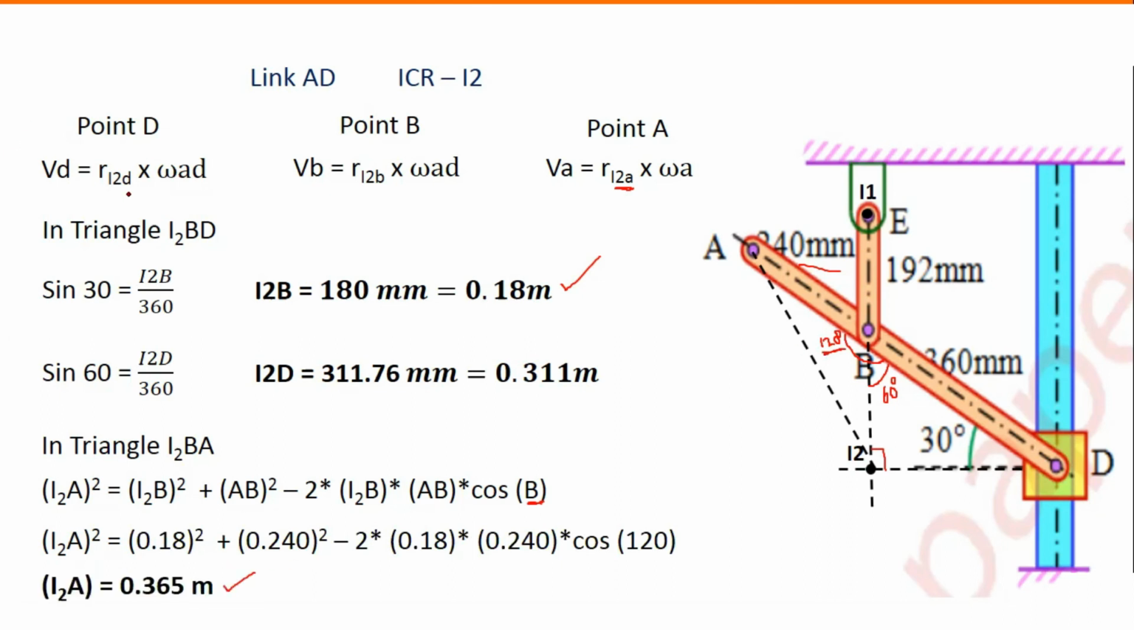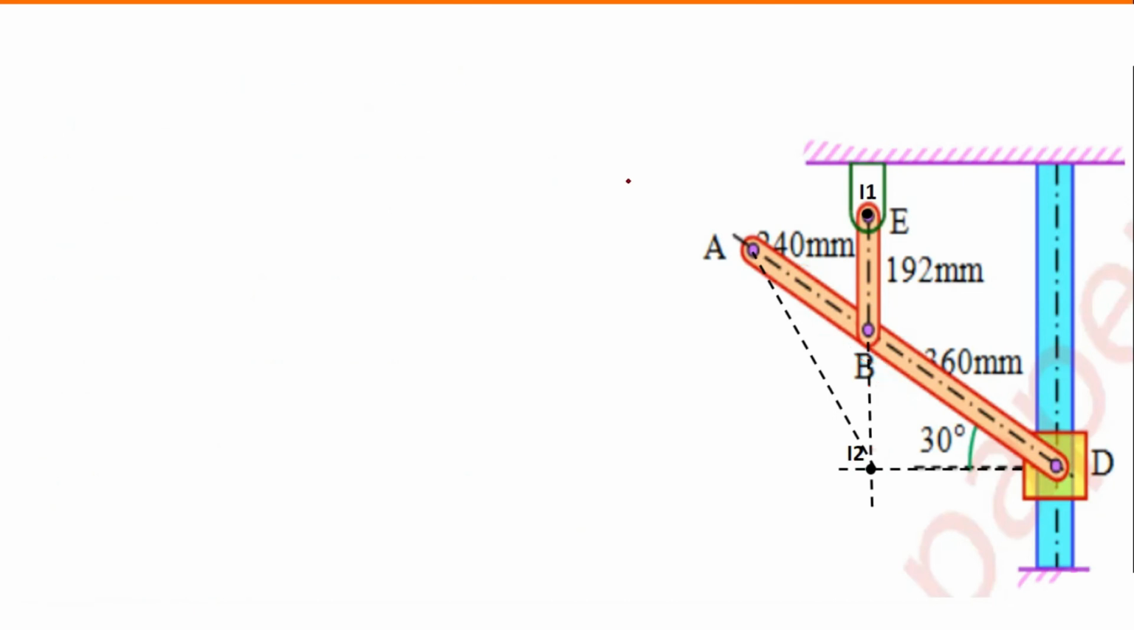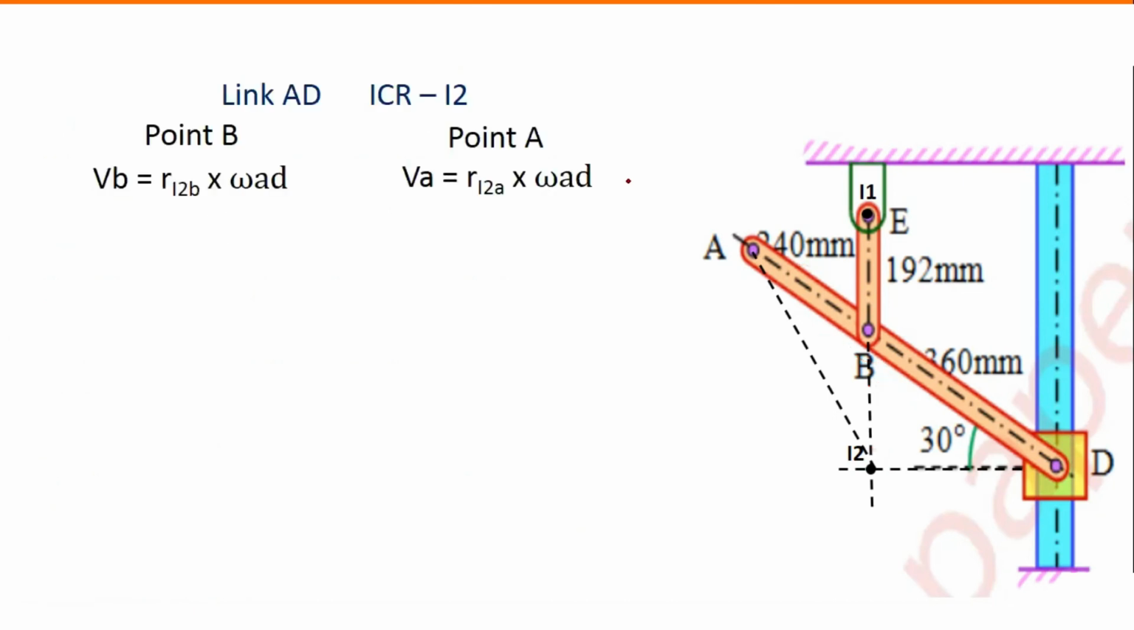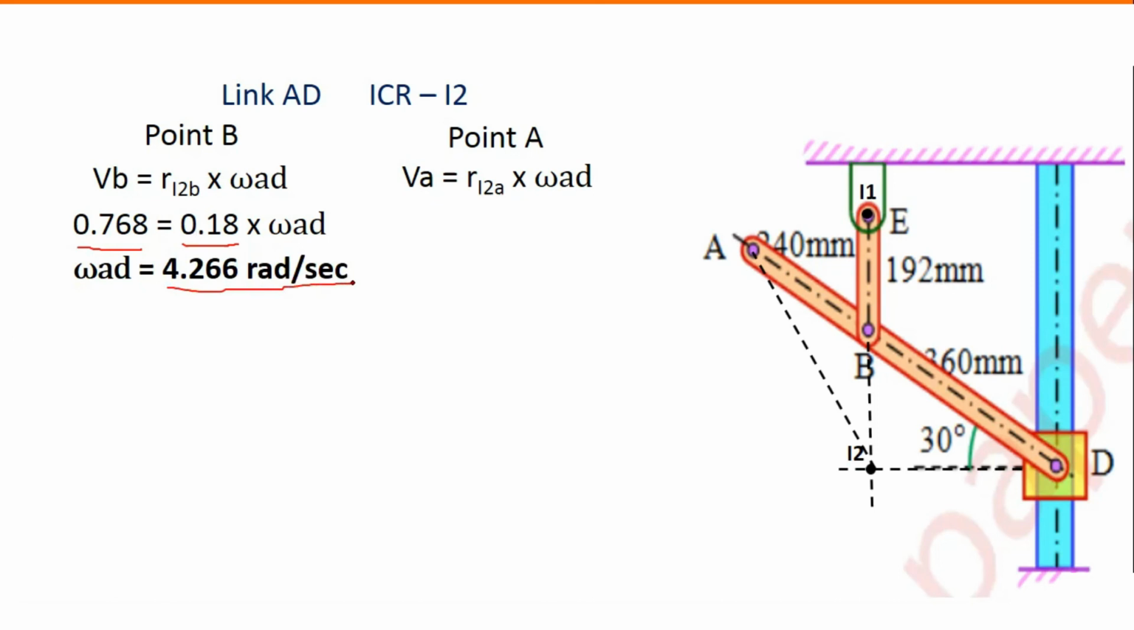Now all the three lengths, that is I2D, I2B and I2A, are known to me. What will be the next step? The next step is to just substitute these values in the equations. So I have taken the equations here. VB we have already found out as 0.768 in our earlier equations. R I2B we just now found out, the length of link I2B. So from here I will get the answer for omega AD, which is equal to 4.266 radian per second.